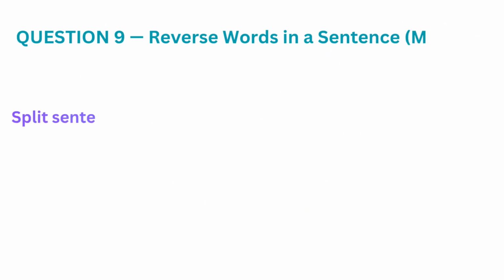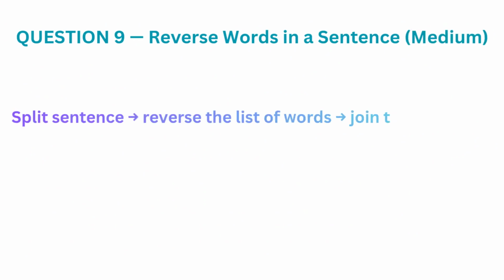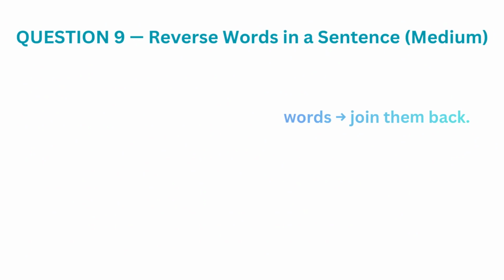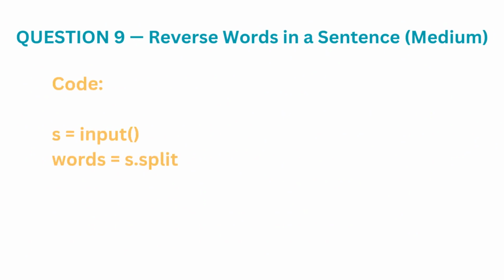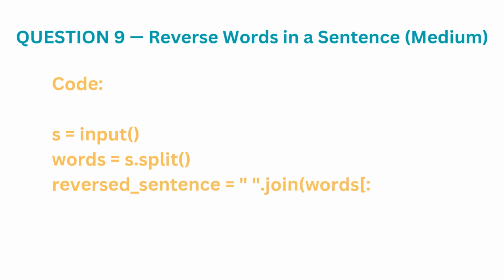And the next question will be reverse words in a sentence. For solving this, we have to reverse the list of words first, then join them back. So s equal to input, words equal to s dot split. The reversed sentence will be joined with words, and that will print the reversed sentence. This is efficient string manipulation in Python.